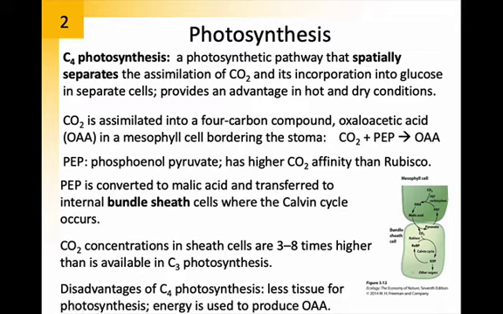And it's much more efficient in hot, dry conditions because for a given amount of carbon dioxide, you can build up much higher concentrations in these bundle sheath cells than you can in regular C3 photosynthesis, and continue to photosynthesize much longer before photorespiration starts to kick in and drive the reaction into reverse. So this sounds like it's a great adaptation, right? But there is a cost.